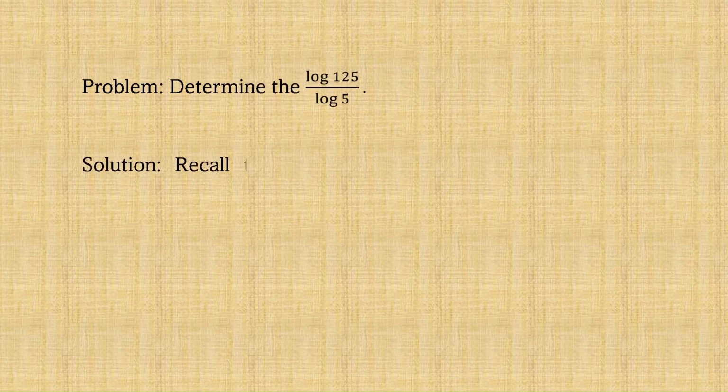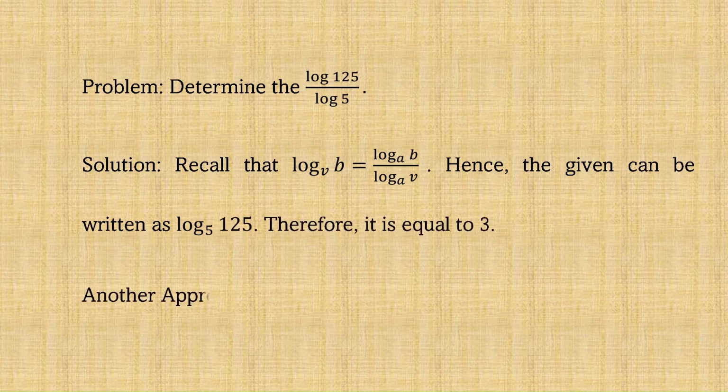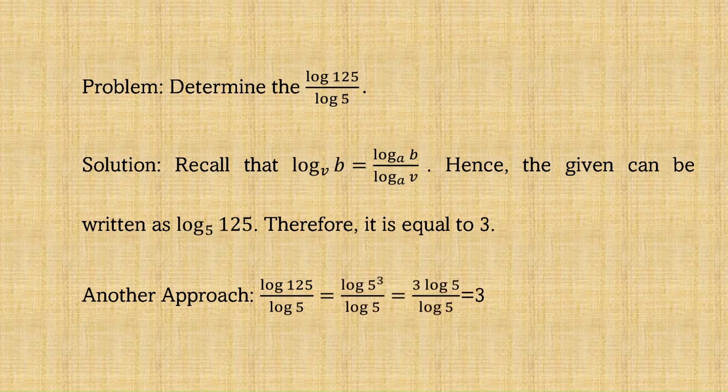Problem: determine the logarithm of 125 divided by the logarithm of 5. Solution: recall that the logarithm of b to base v is equal to the logarithm of b to the base a divided by the logarithm of v to the base a. Hence, the given can be written as the logarithm of 125 to the base 5. Therefore, it is equal to 3.